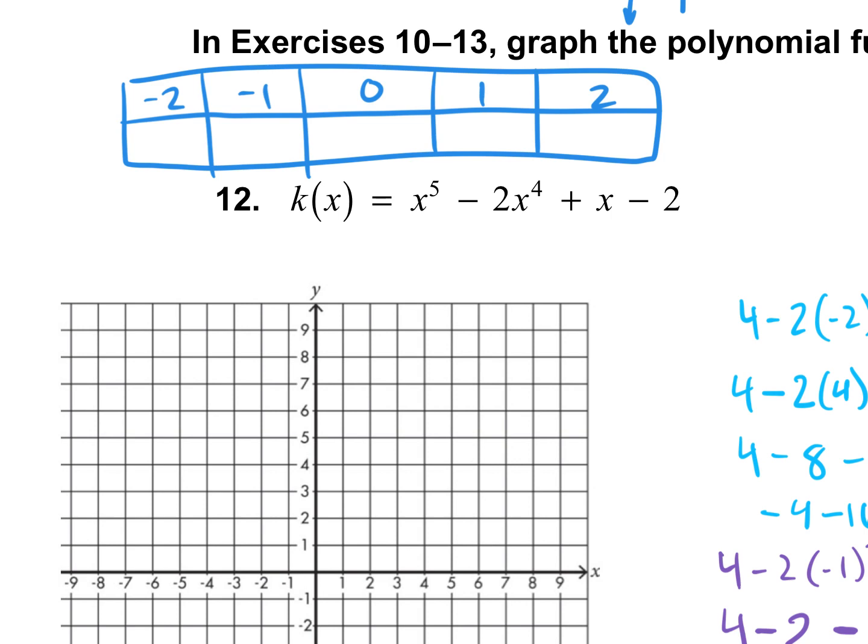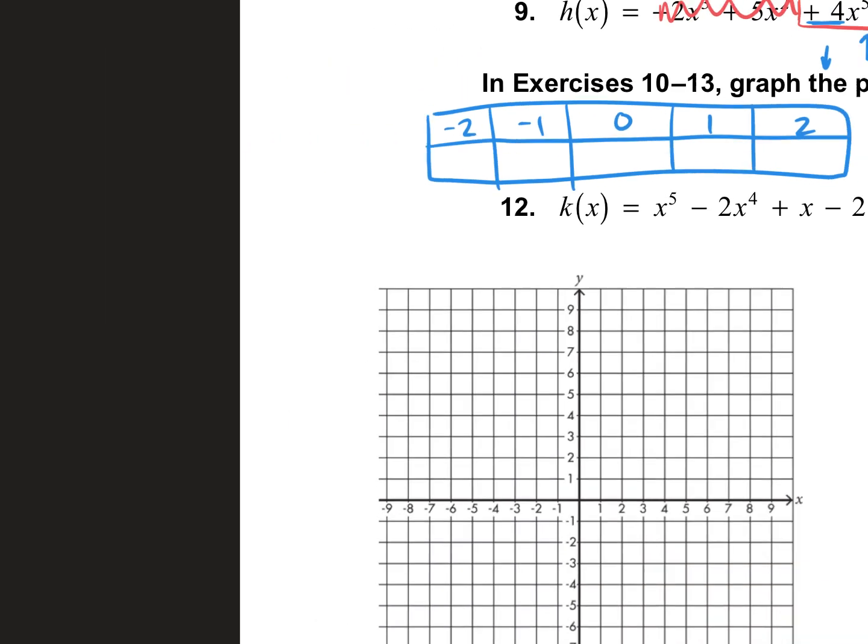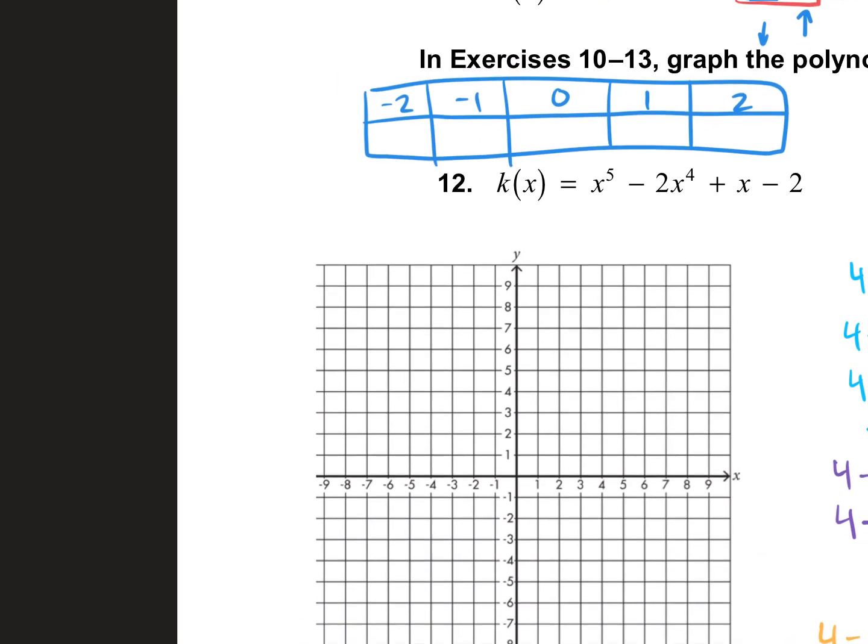All right, so first we want to plug in -2. So I'm going to plug in -2 into all of my x's. So I have -2 to the 5th power minus 2 times -2 to the power 4 plus -2 minus 2. Be super careful with your signs. I would always recommend, especially when it's negative, plug it in into parentheses.